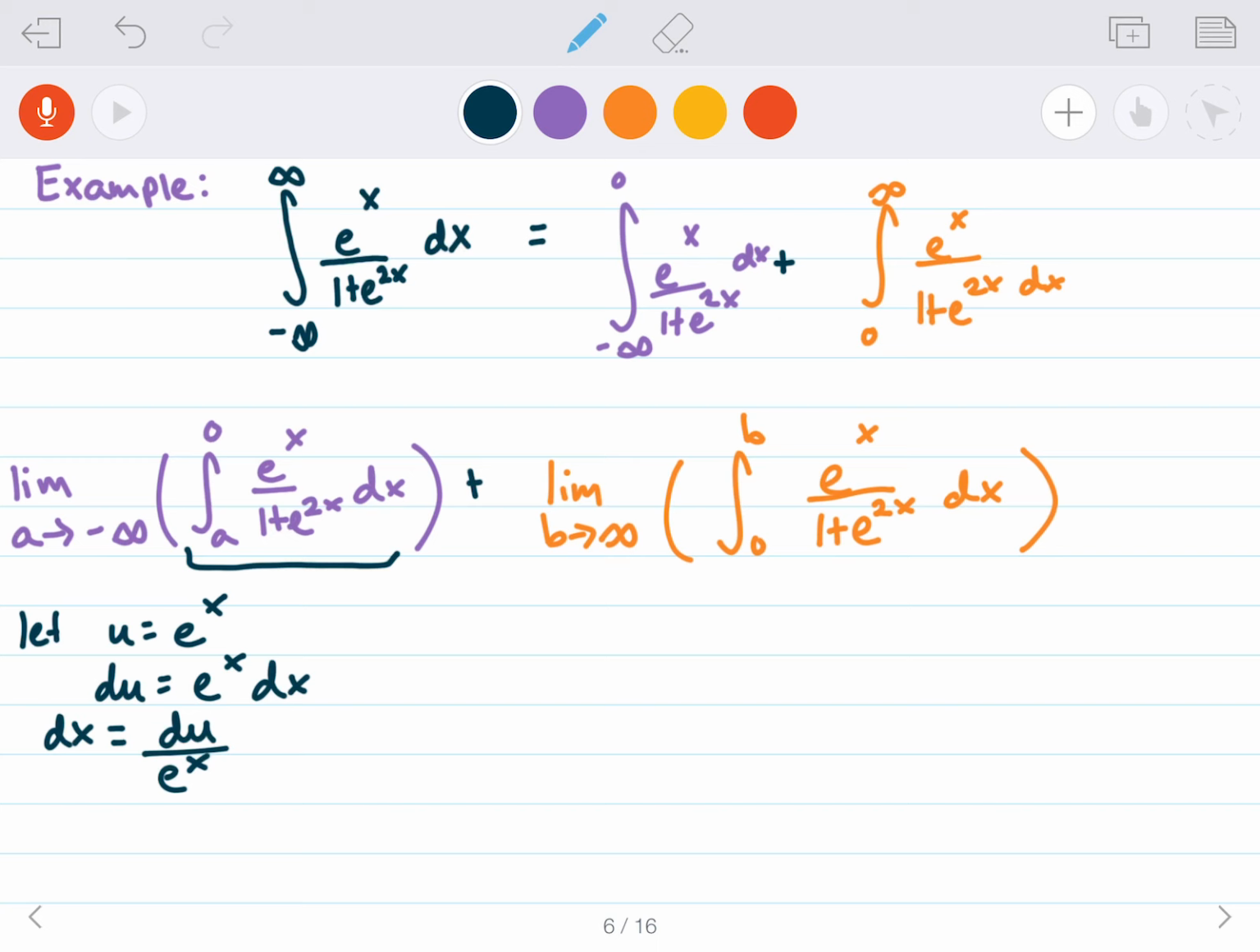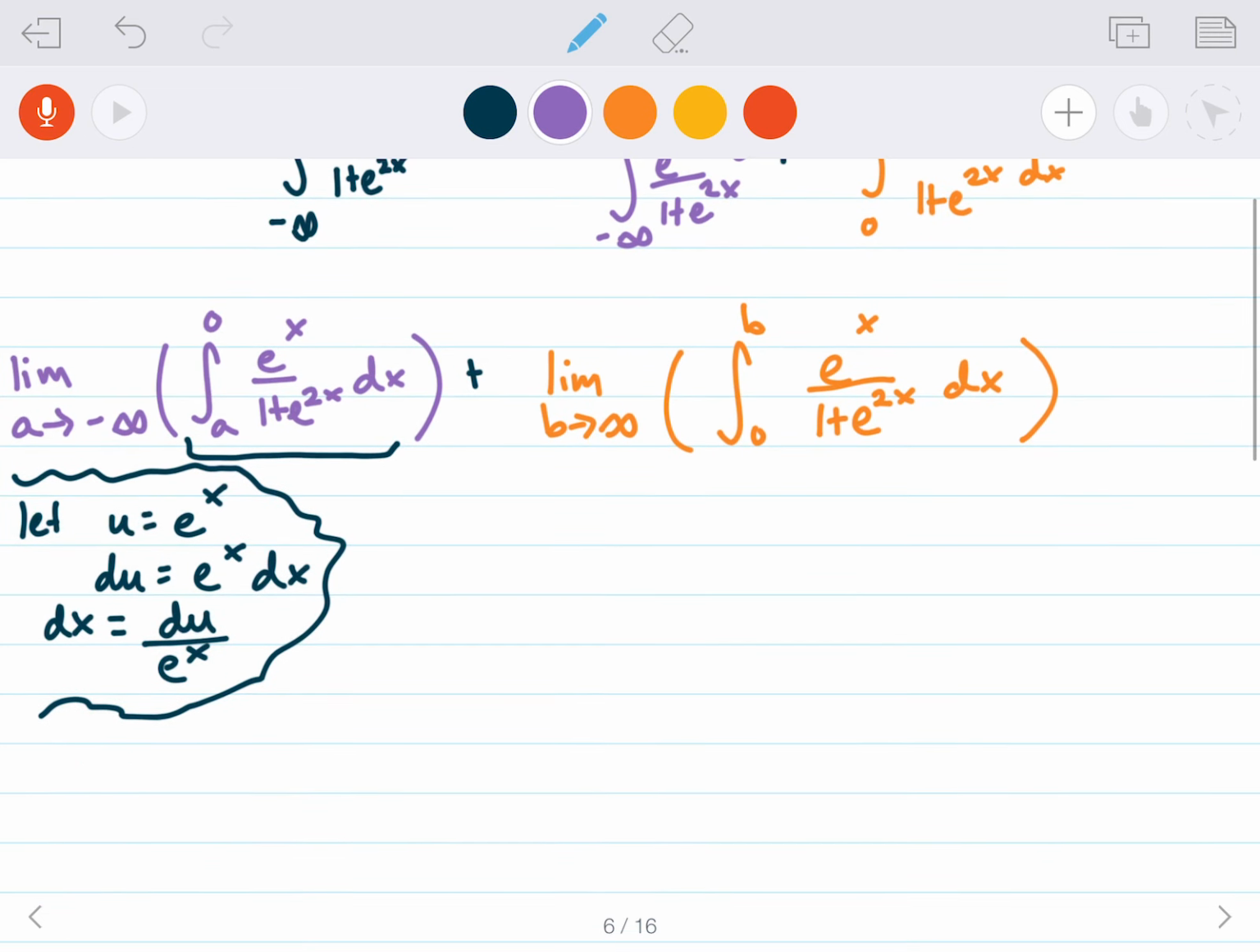All right. So let's put this off to the side here, and carry this down, so we have a to the negative infinity. Okay, so I'm replacing e to the x with u, so I have u over 1 plus u squared, and dx is du over e to the x.